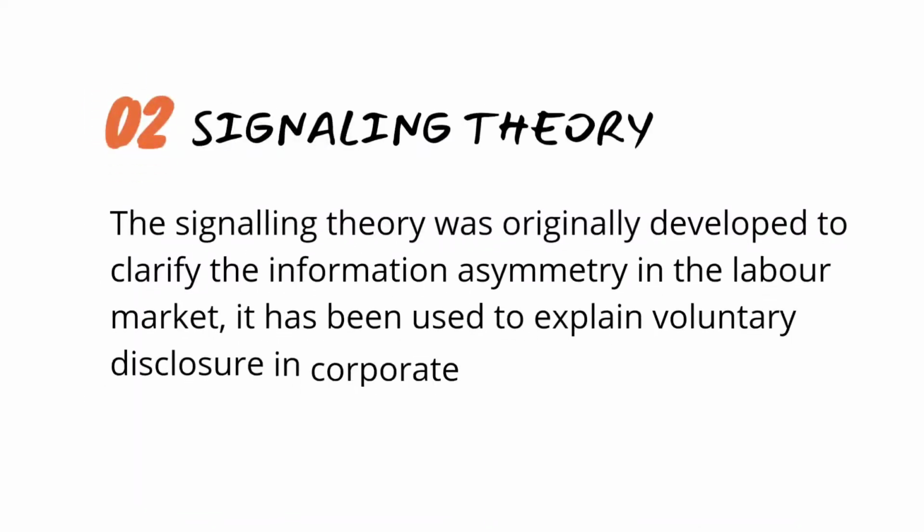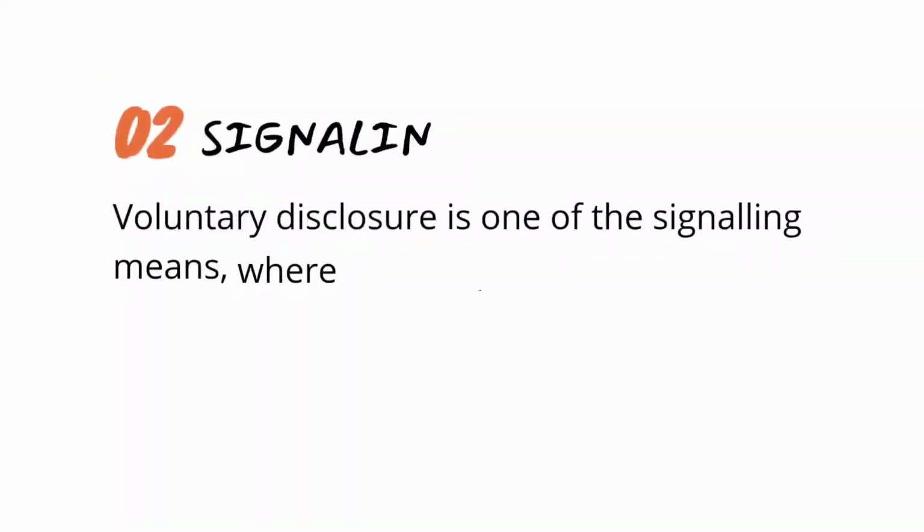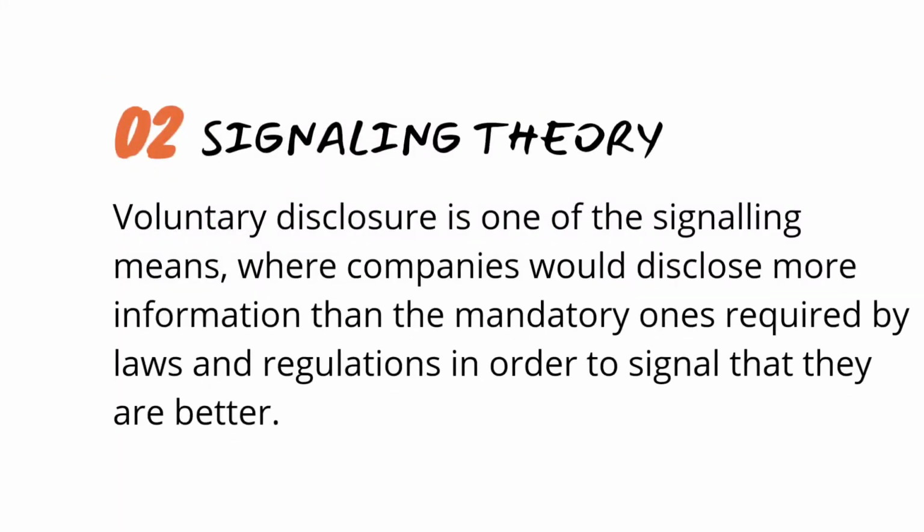And second one, signaling theory. The signaling theory was originally developed to clarify the information asymmetry in the labor market. It has been used to explain voluntary disclosure in corporate reporting. Voluntary disclosure is one of the signaling means where companies would disclose more information than the mandatory ones required by laws and regulation in order to signal that they are better.